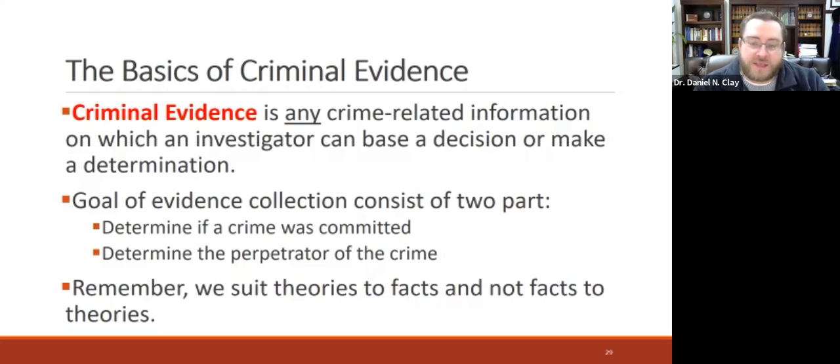But theoretically, let's say they're doing well. The goal is to determine if a crime was committed. So we're going to look for evidence, not to find evidence of a crime or to find evidence that this was an accident. We are just looking to see what's out there. If a crime was committed, we're not trying to prove it. If we try to prove it, then we have confirmation bias and selection bias. We're just trying to see if a crime was committed.